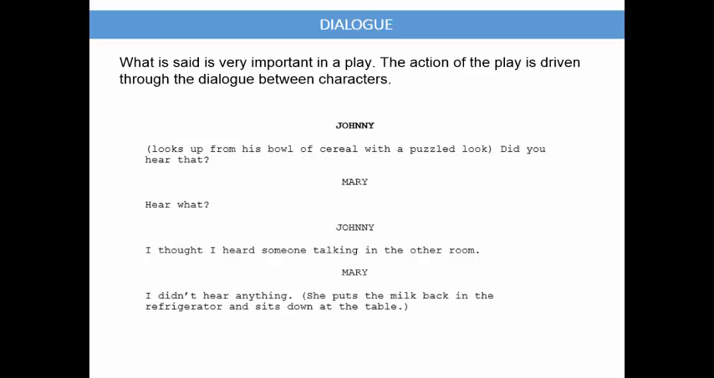In this example, Johnny looks up from his bowl of cereal with a puzzled look. And you're going to see Johnny on the stage doing this action. The actor knows to look up from his bowl with a puzzled look.